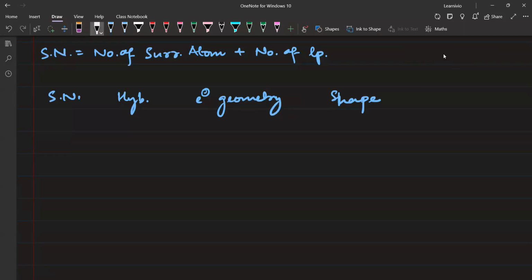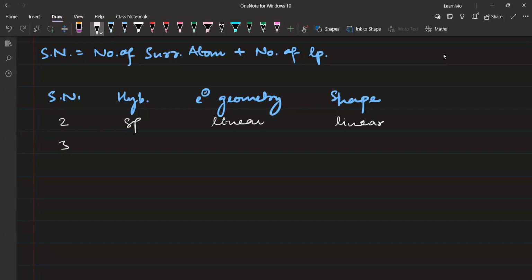Now steric number 2. स्टेरिक नंबर 2 हम लोग पढ़ेंगे. स्टेरिक नंबर 2 में you will have the hybridization sp. Electronic geometry, it is going to be linear. Shape is also going to be linear. We can take a case where we add one lone pair here. That means this case, जो आपके पास shape linear आया है, this is when you have zero lone pair. एक lone pair add करेंगे तो still it is going to be linear. So we don't study that.